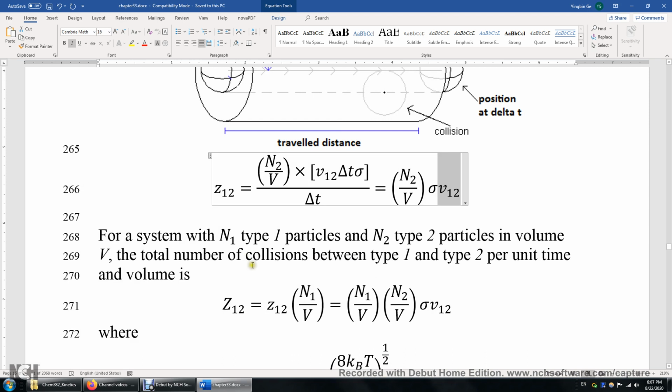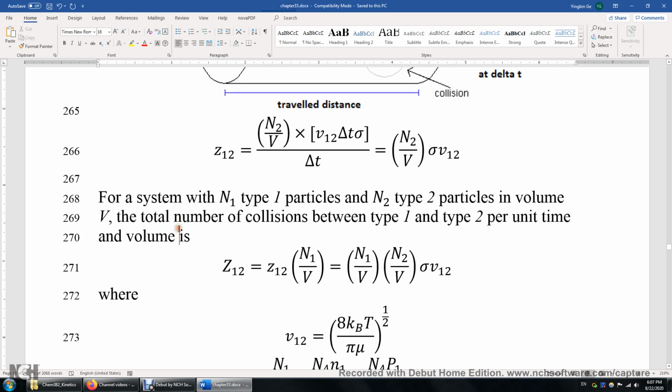Again, let's imagine a reaction container. We have N1 type 1 particles and N2 type 2 particles. Now let's focus on the total number of collisions between all type 1 particles and all type 2 particles. We just need to use this Z12 times N1. That will give us the total number of collisions per unit time. However, that's an extensive property. It's proportional to the volume of the container.